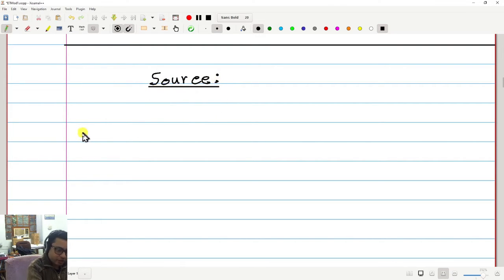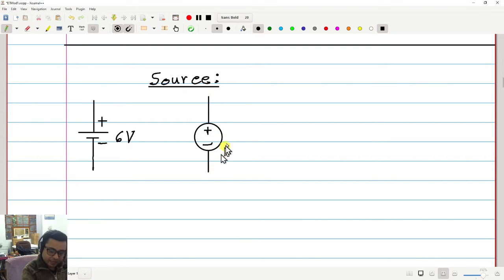Okay, so first of all, the symbol of the source that I am using is like this. I can say this is a 6-volt battery, or maybe 1.5-volt battery, which is more common, which you use for your calculators and other things. Sometimes we also use this symbol, a circle with a plus minus sign. I can also say this is a 6-volt battery.